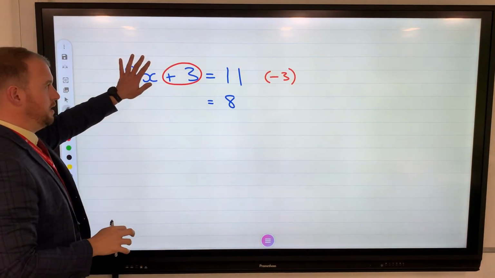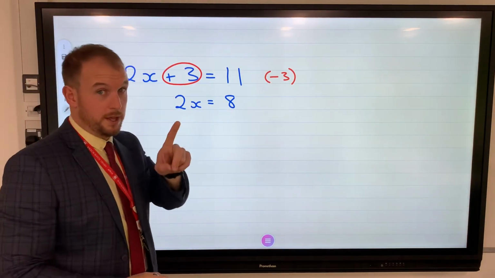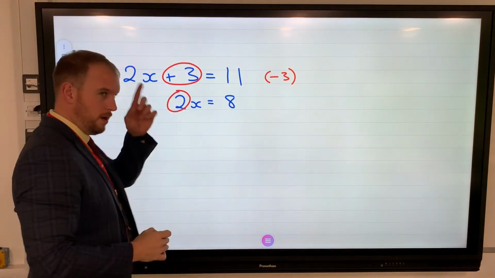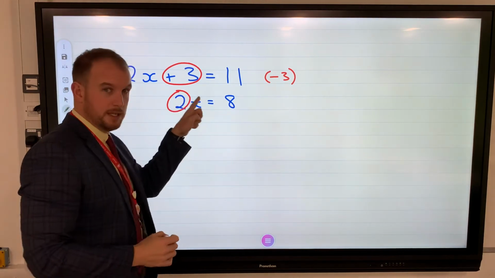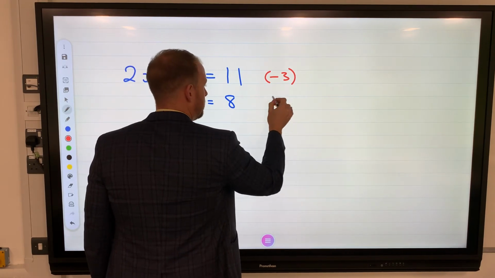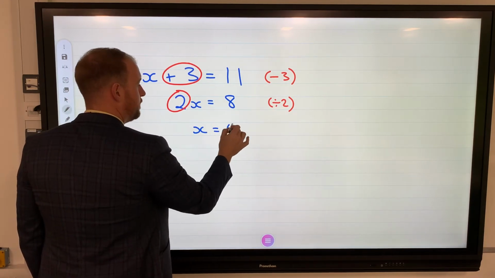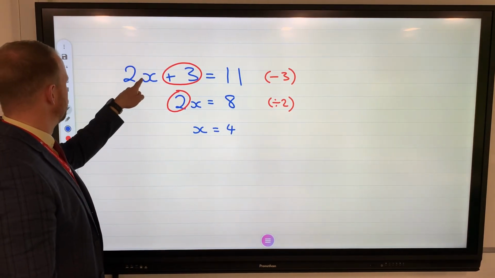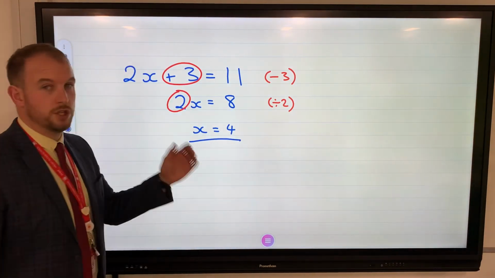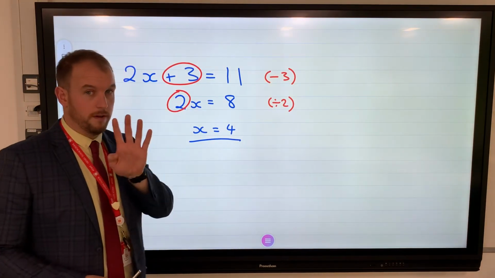I haven't touched this yet, therefore that needs to come down to this step. We're going to do one thing at a time. Then I've got 2x equals 8. Remember, little secret, there's a times sign in there because we're lazy. So the inverse of times by 2 is to divide by 2. So x will equal 8 divided by 2 is 4. Let's check it. 2 times 4 is 8. Add 3 is 11. We know it works. So therefore, to solve the equation, we have found out that x has a value of 4.